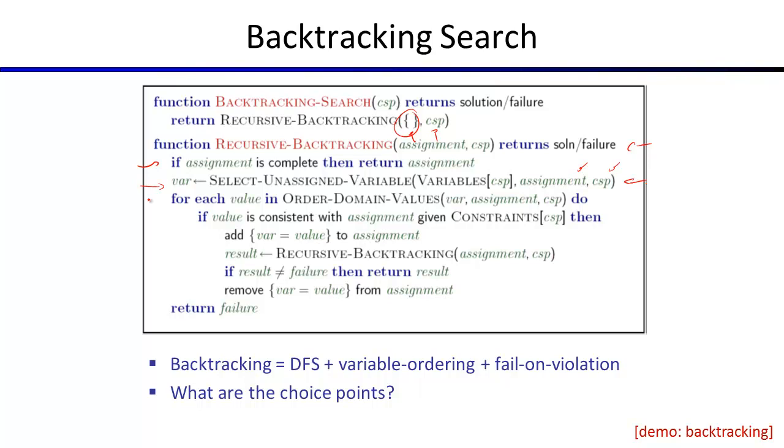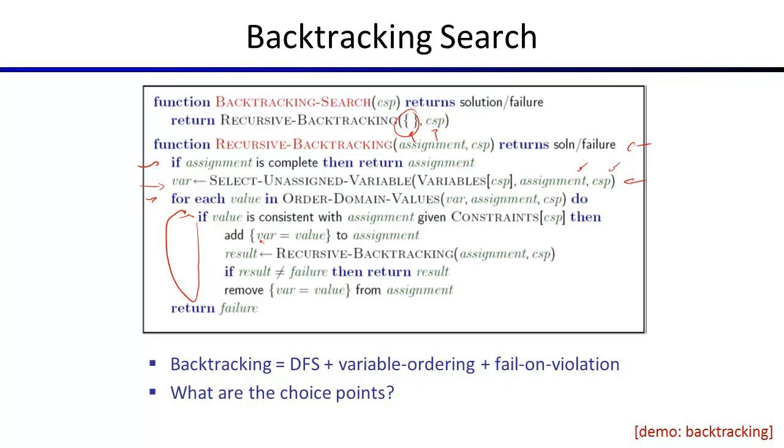Then, for each value in the domain for the variable that we just picked, we check, is that value consistent with the assignment we have so far? If it is not consistent, then we're done with that value. We don't have to branch on that value. We're right away done. If it is consistent, then we are branching on that value.